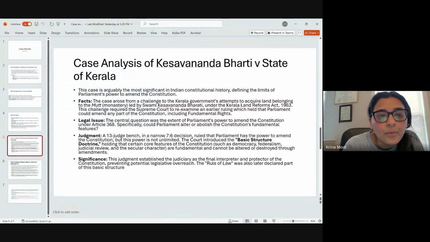Next, what is the scope of the phrase procedure established by law? Whether a legislative law that snatches away the right to life is reasonable. Whether the challenged order of the regional passport officer is in violation of natural justice principles.